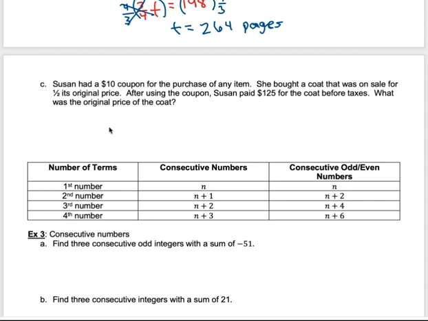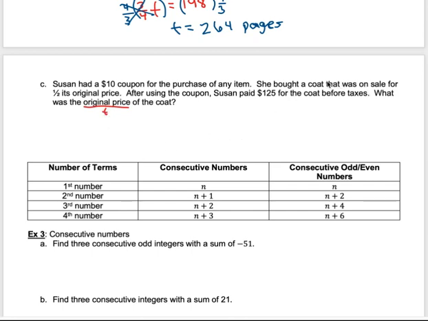Okay, so let's talk about what we have here. First thing I want to do is figure out what it's asking me to find. Okay, it's asking me for the original price of the coat. So that's my end goal. Okay, that's what my variable is going to be. So we can call that T.